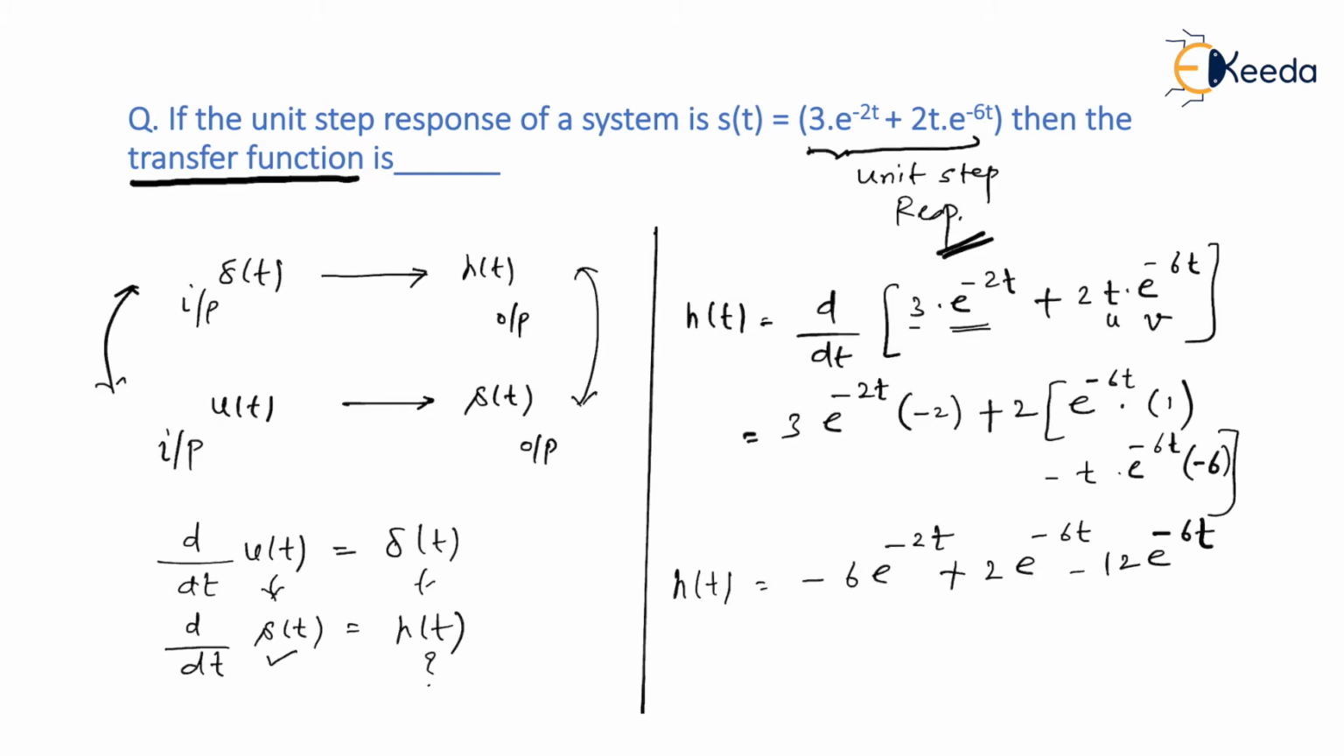In fact, it is minus 12 times t. So I need to correct the third term. This t must be included. So it would be minus 12 times t times e to the power minus 6t. This is h of t.